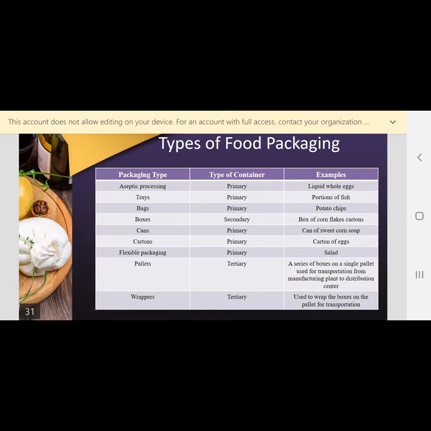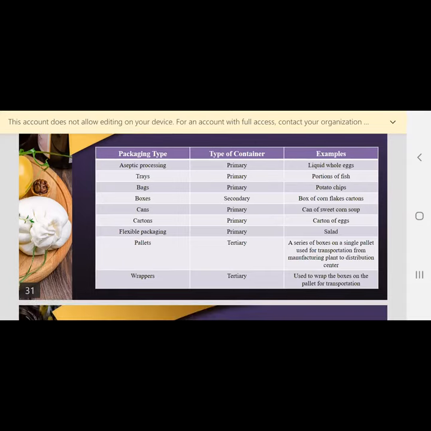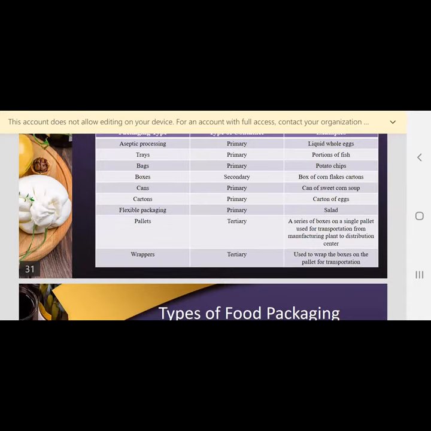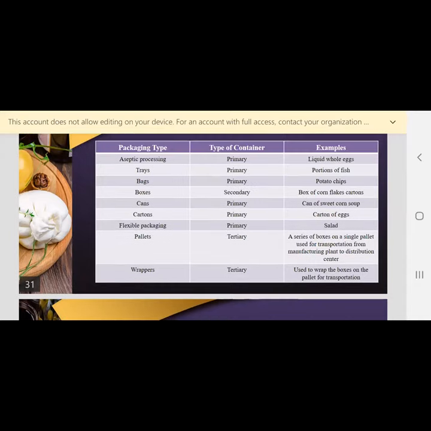We know that it is a secondary packaging. In primary packaging, what we get inside is the aluminium foil packaging, and the secondary one is the box packaging. Okay, so please go through the slide. You will understand the different packaging we use in our daily life.